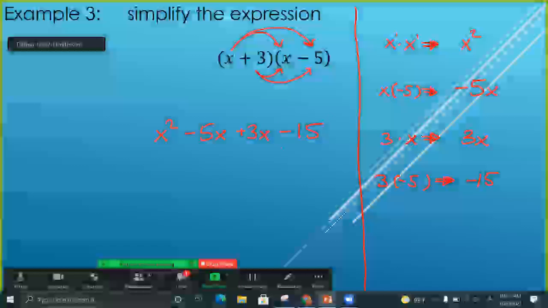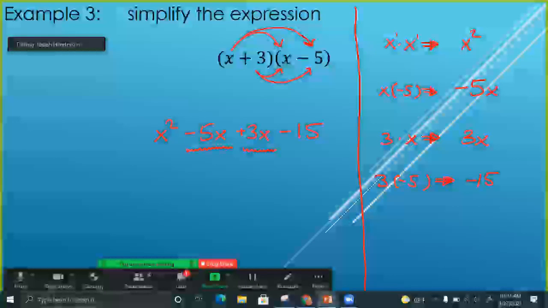Now I want you to scan through the answer, the problem, and ask yourself, are there any like terms here? Can I do any adding or subtracting? And this time, yes. This time I have negative 5x and plus 3x. So we're going to combine those together as negative 2x. Can't do any simplifying with x squared or 15, so we're done. And I'll circle that, box that as our answer.